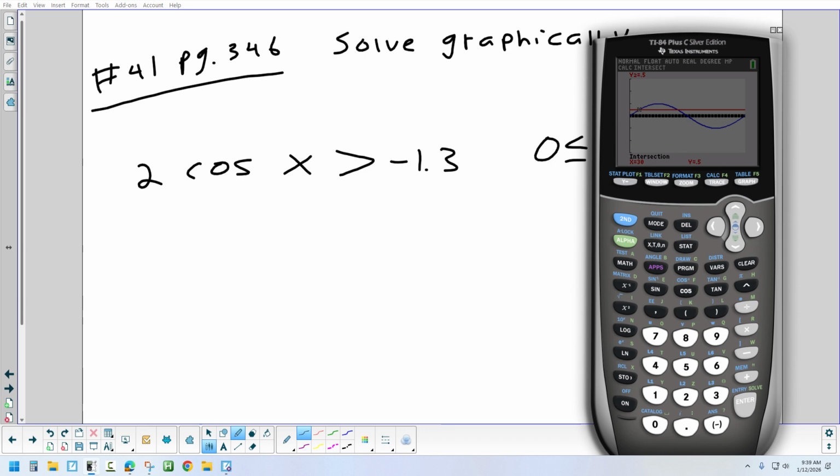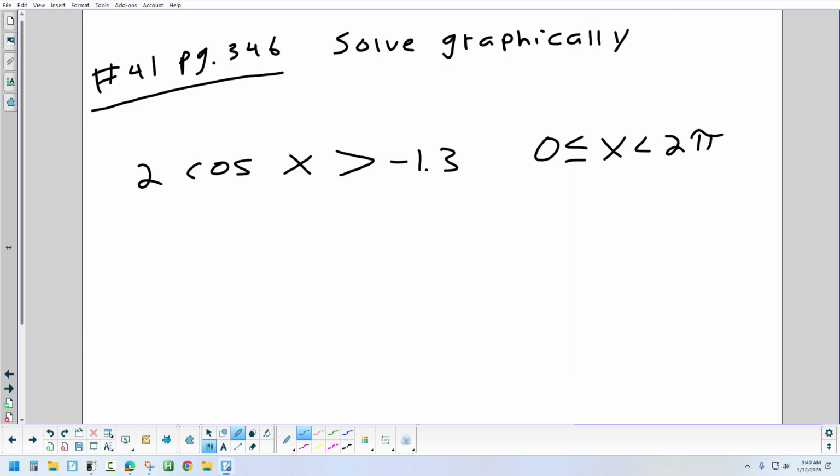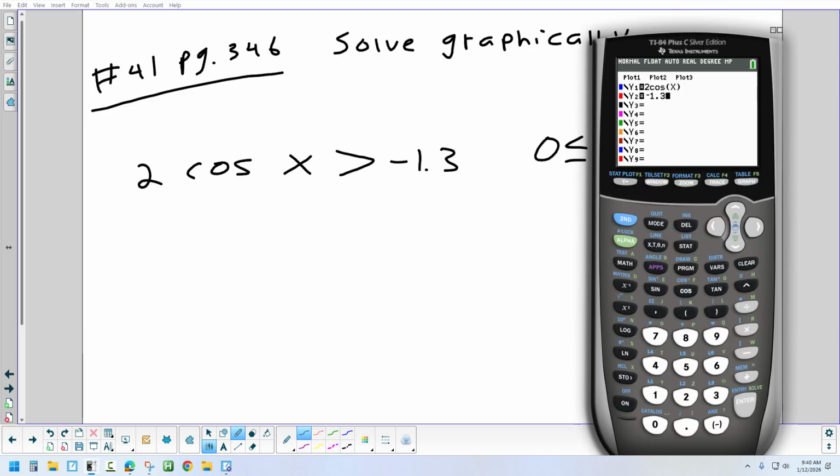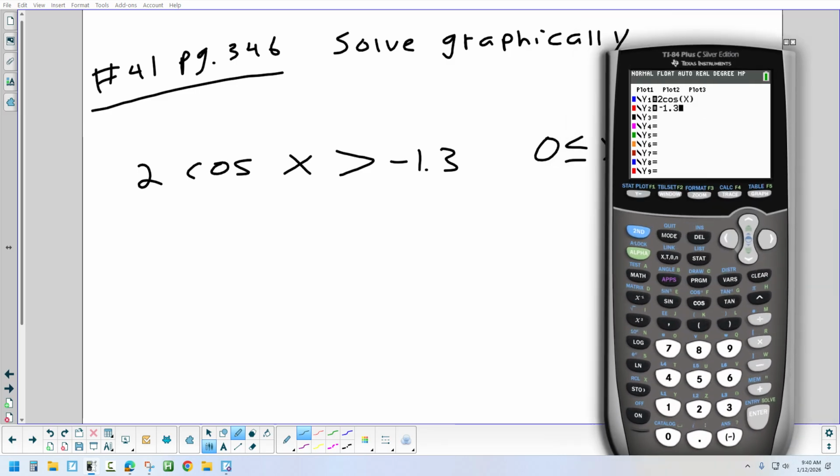Okay, so let's put it in. We've got 2 cosine x. We've got negative 1.3. If it weren't for this 2, we wouldn't even hit negative 1.3. But this is going to stretch it, so we will. Okay, and they want 0 to 2 pi, so that's fine. Let's also go back to radians. Okay, they didn't say anything about exact answer in this problem, so I'm not worried about doing it in degrees first.